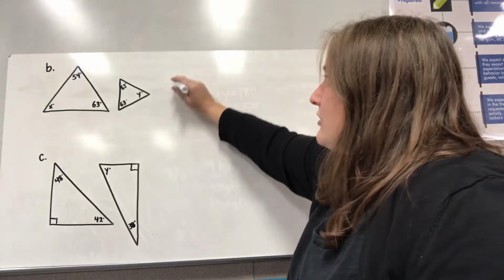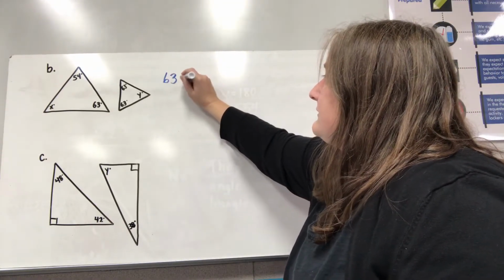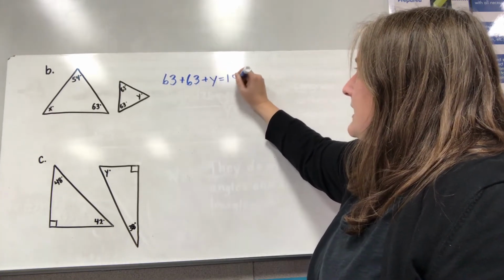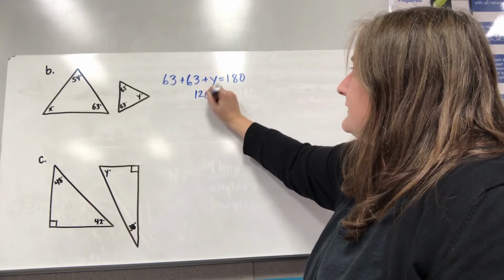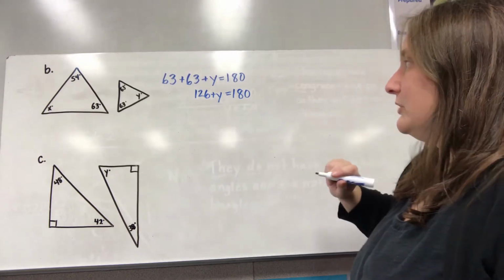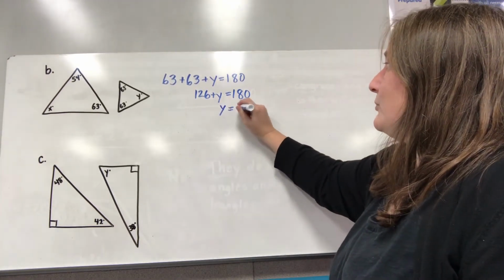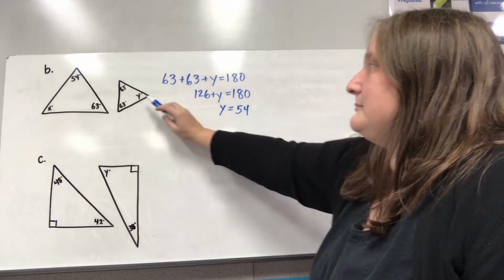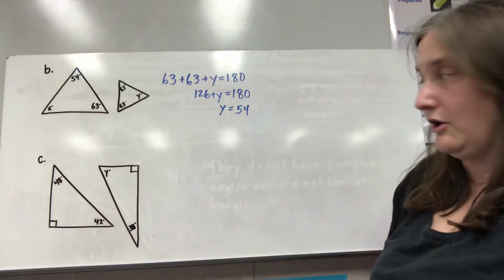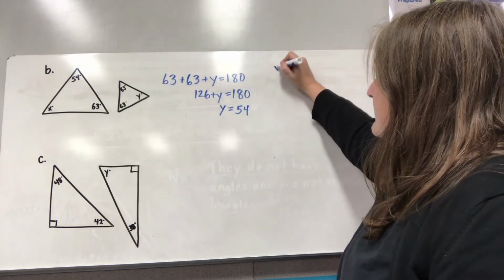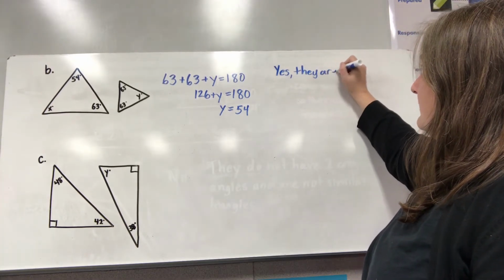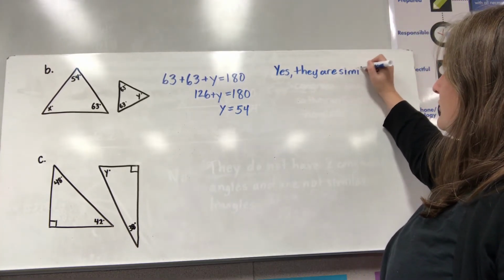So I'm going to do that for this triangle here. So I already have 63 and 63 and the missing angle y, and I know it has to add up to 180. So I've got 126 plus y equals 180. So I can subtract 126 from each side, and I get y equals 54. So this missing angle is 54. So now they have a second shared congruent angle, so I know they are going to be similar. So yes, they are similar triangles because they have two congruent angles.